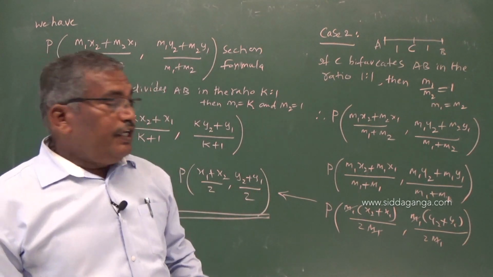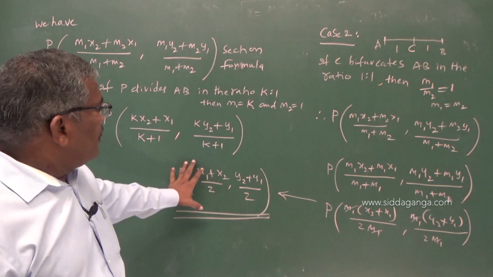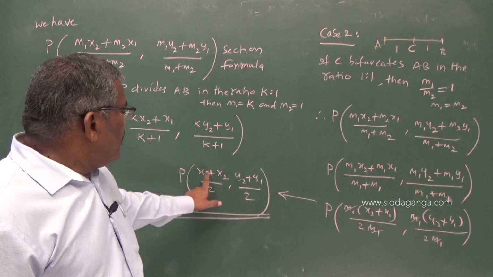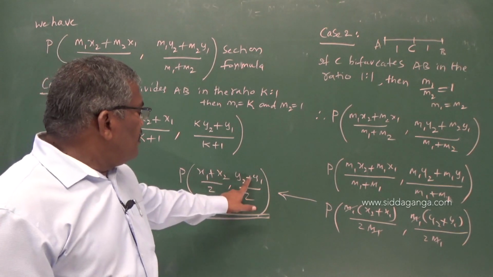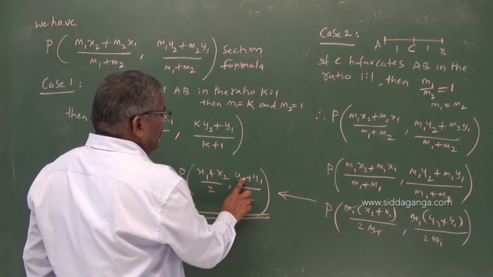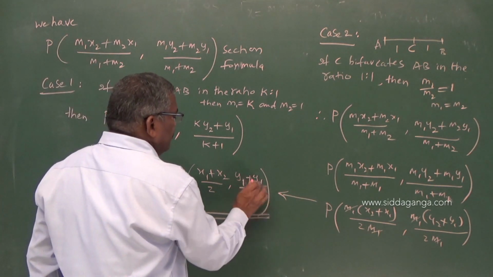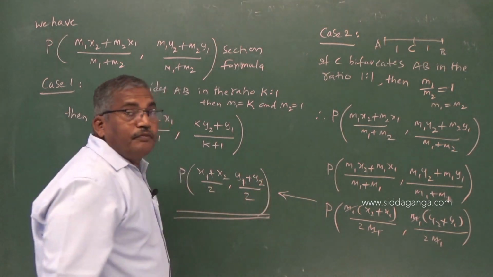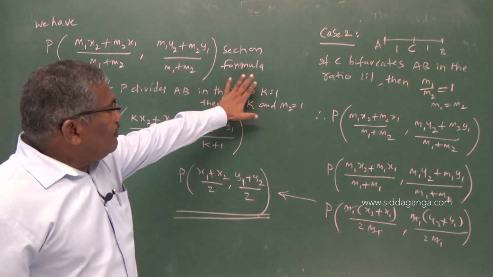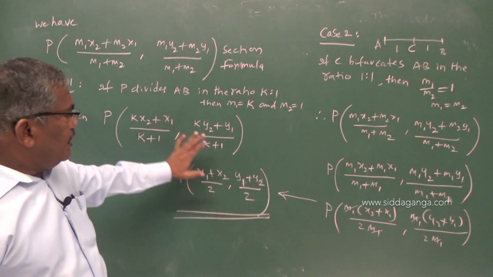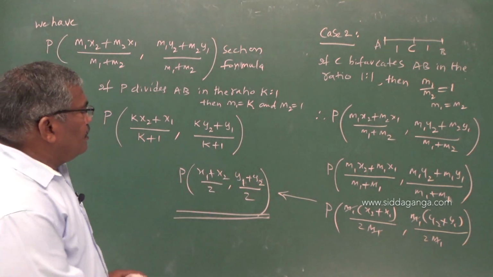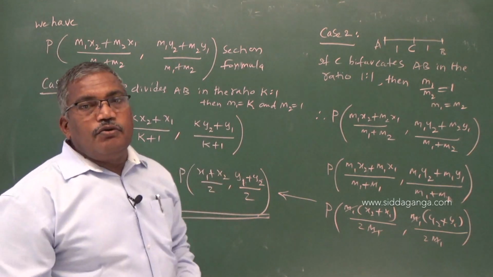Suppose you want to find the midpoint of any two points, we can use this simplest formula: (x1 plus x2) by 2, (y2 plus y1) by 2. You can also write y1 plus y2, both are the same, divided by 2. So when the ratio is k:1, this is the formula. When the ratio is 1:1, when the midpoint is given, this is the formula. These two special cases you have to remember.